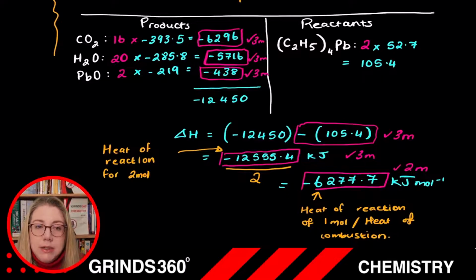Now, the reason I wanted to do that one is I wanted to point out when you need to divide by the number in front and when you don't. If the question was just calculate heat of reaction and it didn't specify for 1 mole, then you would leave your answer as minus 12,555.4. But if it asks you for the heat of combustion or the heat of reaction of 1 mole, you need to look back at the balanced equation at the number in front of the thing that's combusting, and divide your answer by it. So if there's a 2 in front, you divide by 2. If there's a 10 in front, you divide by 10.